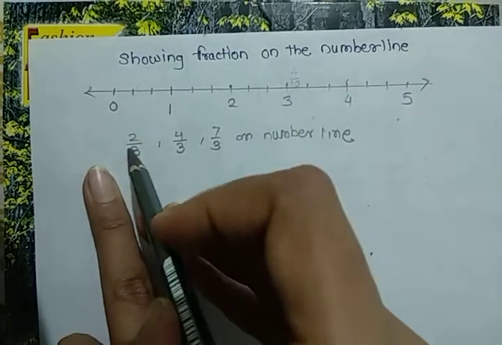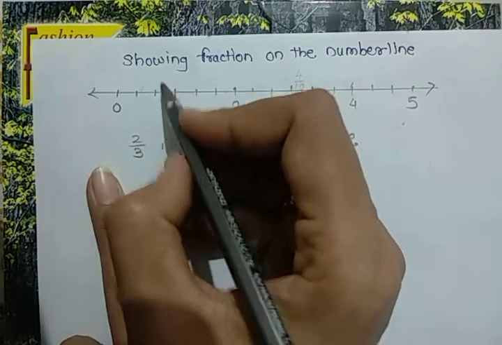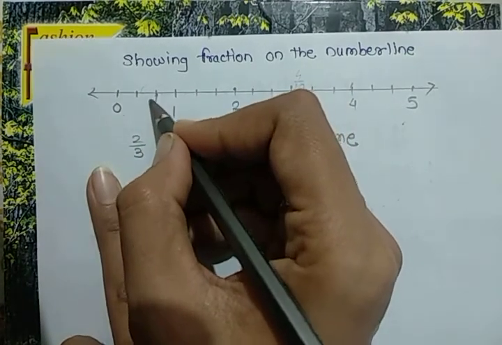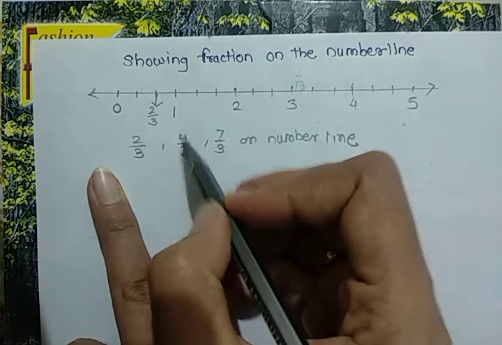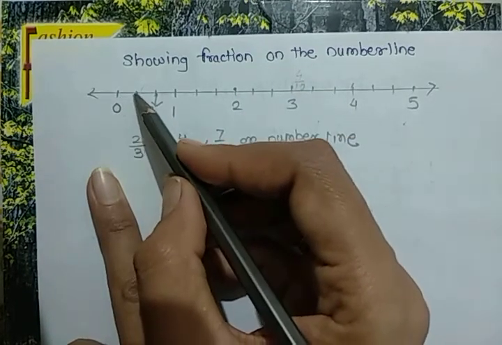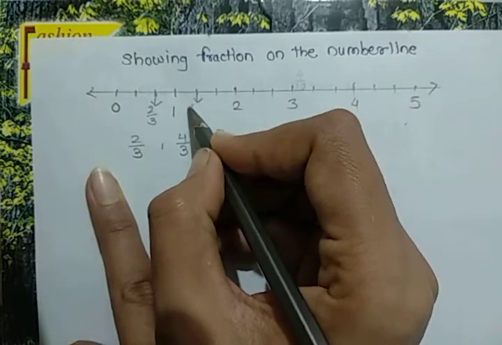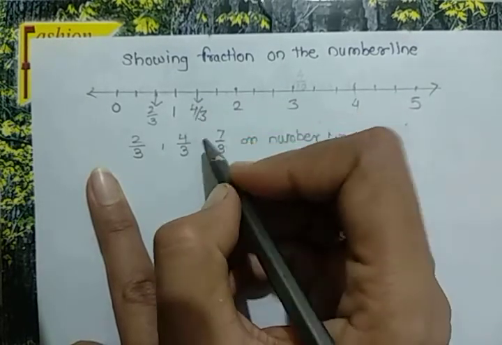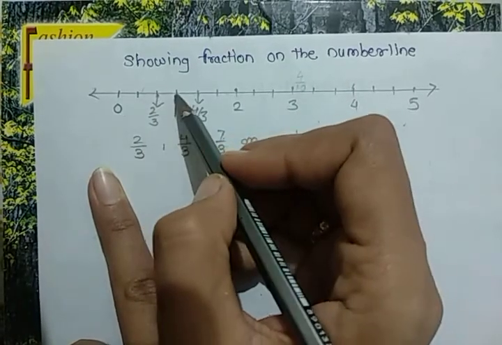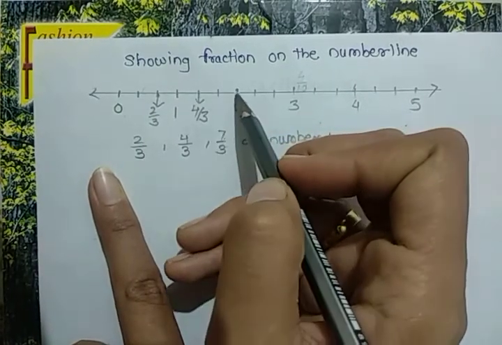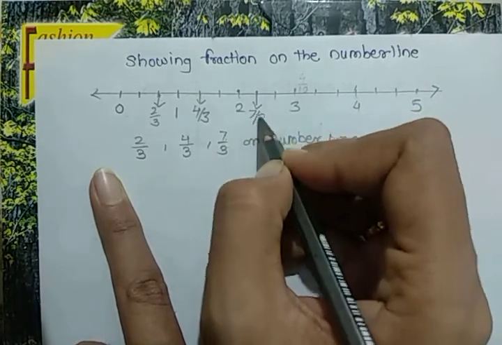Now first 2 upon 3. Second part from the 0, 1 and 2. So this is 2 upon 3. Now 4 upon 3: from 0, 1, 2, 3, 4. This is the 4 upon 3. Now 7 upon 3: from 0, 1, 2, 3, 4, 5, 6 and 7. This is the 7 upon 3.